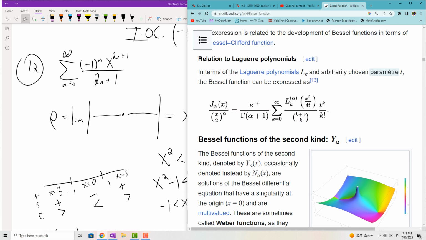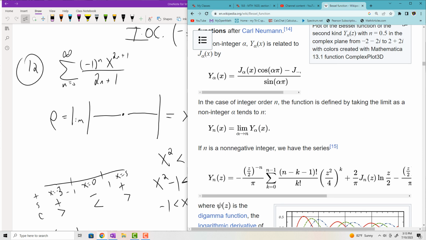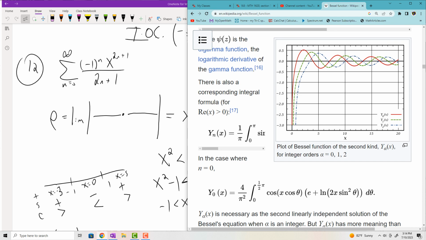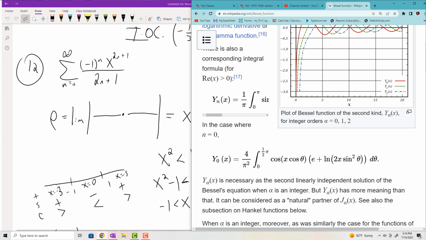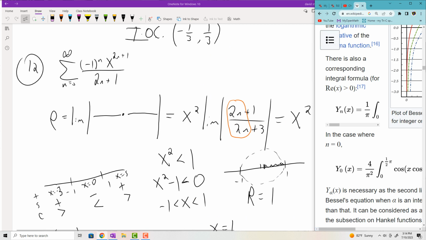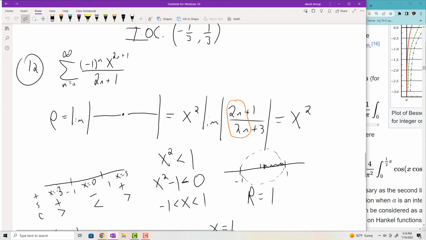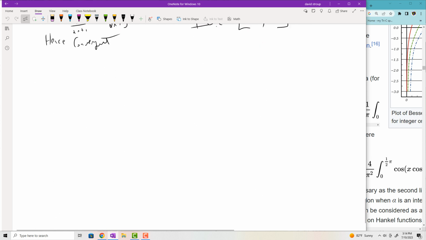Anyways, I guess it kind of looks like a power series. That's a Laguerre polynomial. That looks like a power series there. Okay, but they crop up in some of these physics applications. That's a long story short, I guess. Oh, yes. Oh well. All right.